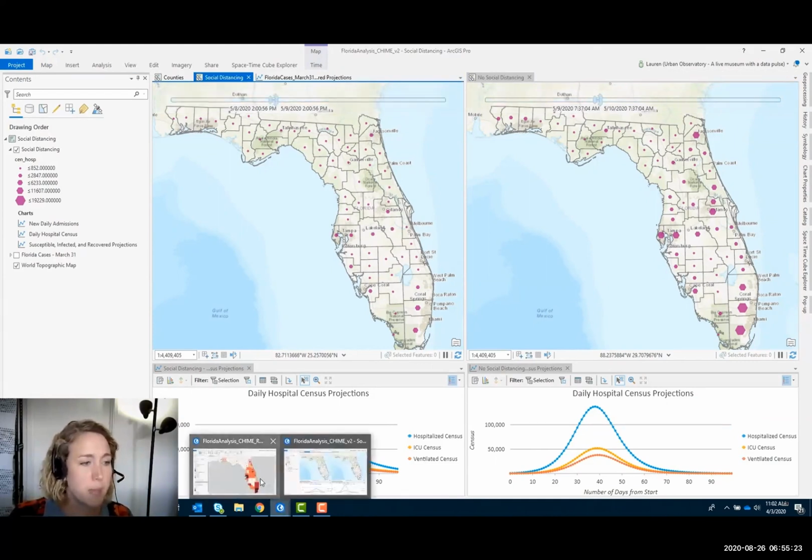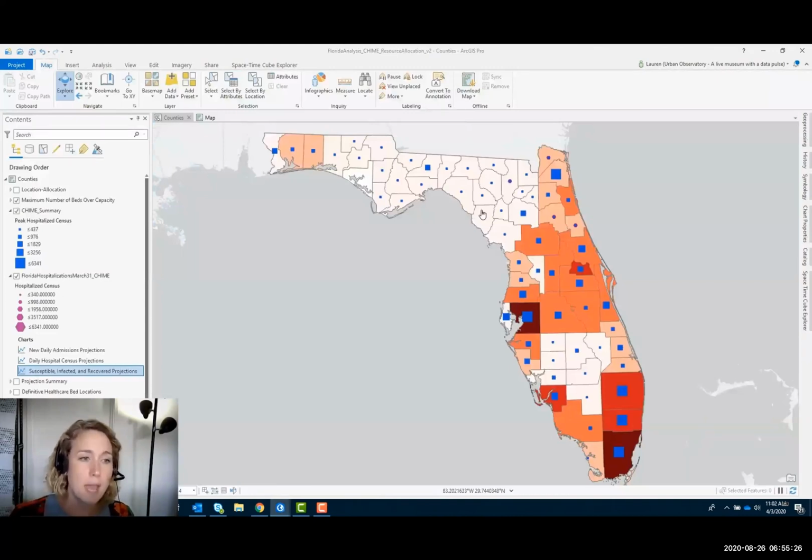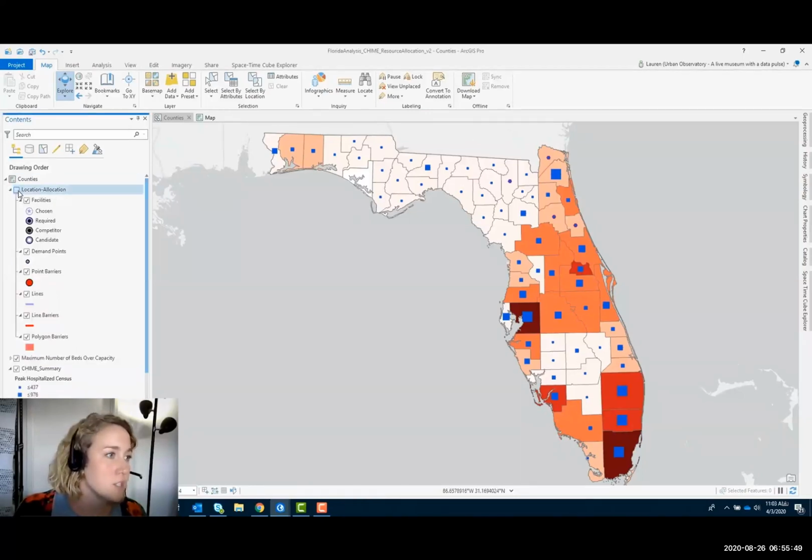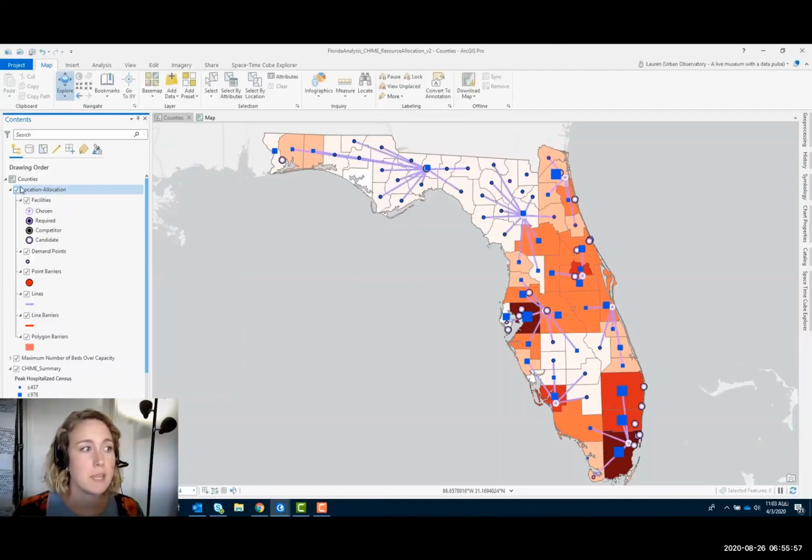Now, in addition to those comparisons and understanding when and at what level we will be over capacity, we can go further because we're in our GIS, because we're integrating with all of these other systems of information, the systems of record throughout our organization. We can go on to do things like location allocation and start to think about, if we understand how many beds over capacity there will be in each of these locations, then we can plan where we should place surge sites so that we most effectively serve that demand.